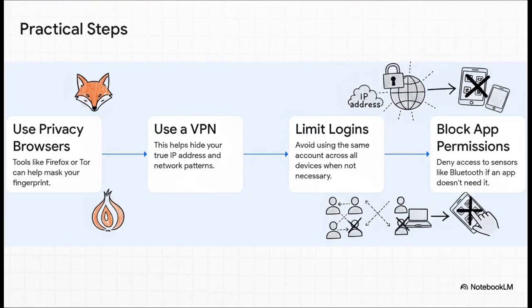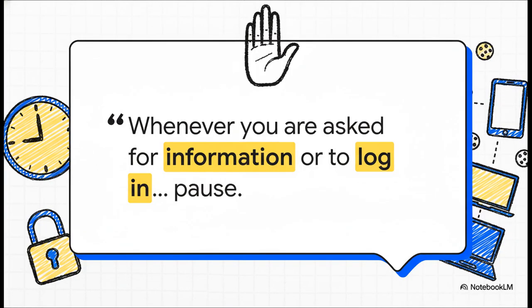So what can you actually do? Well, using privacy-focused browsers can help make your device look more generic and harder to pinpoint. A VPN can hide your IP address, which breaks one of those key links. Also, just be mindful about logging into the same account absolutely everywhere. And finally, check your app permissions. Does that game on your phone really need access to your motion sensors? If not, deny it.